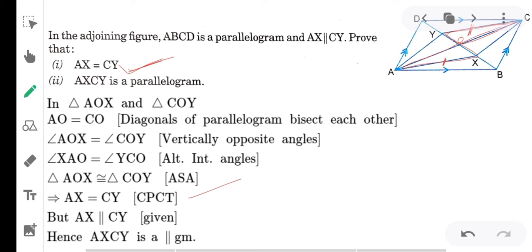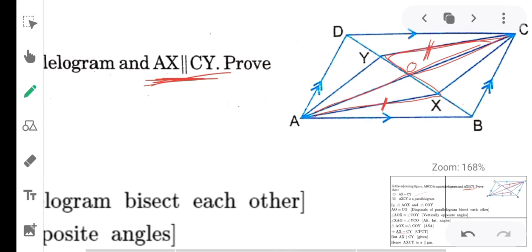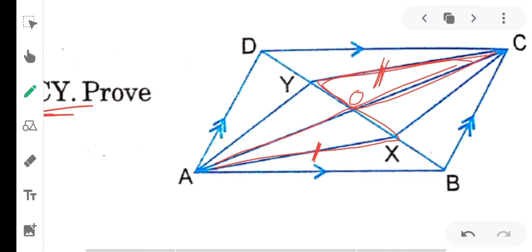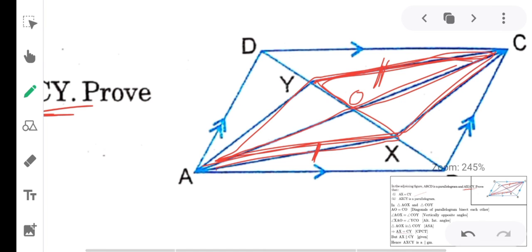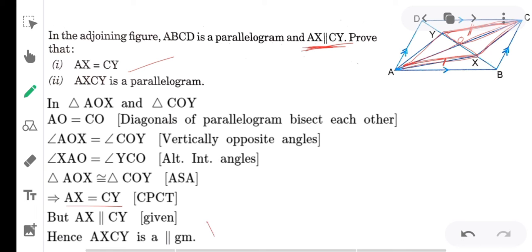It is given in the question that AX is parallel to CY, and now we have proved that AX equals CY. Now in this quadrilateral AXCY, one pair of opposite sides is equal and also parallel. So this will be a parallelogram AXCY.